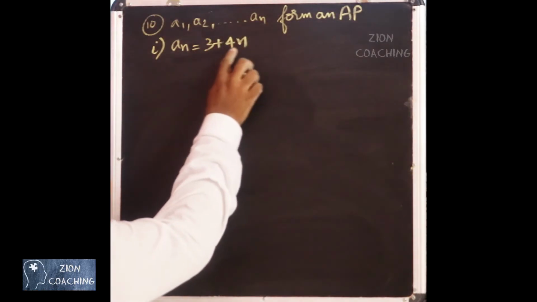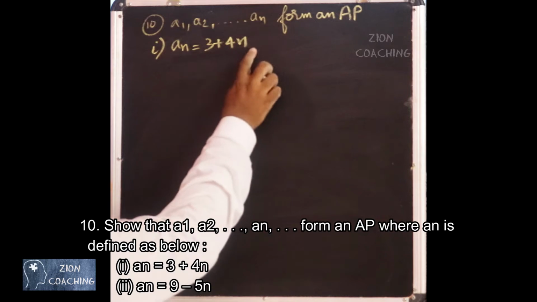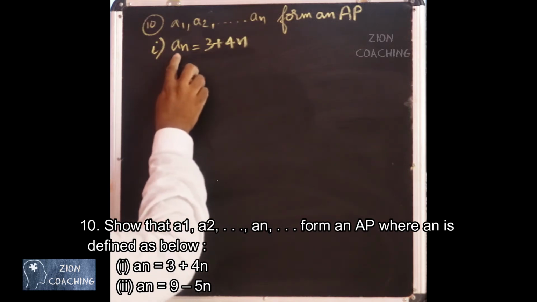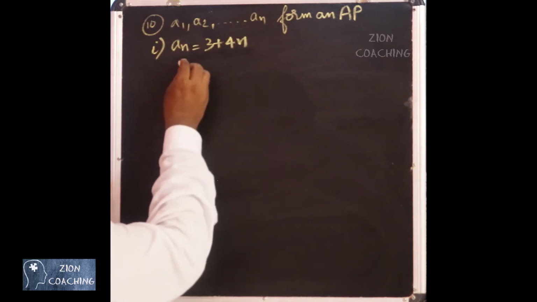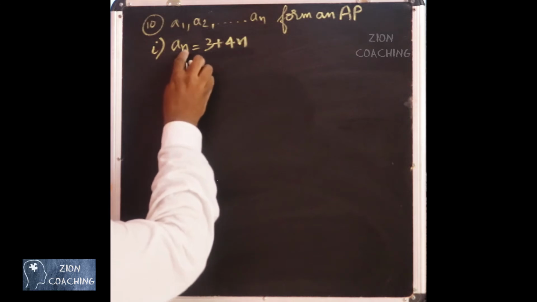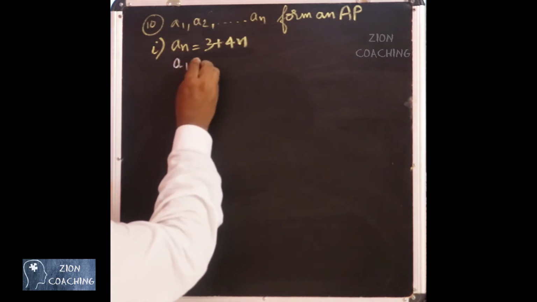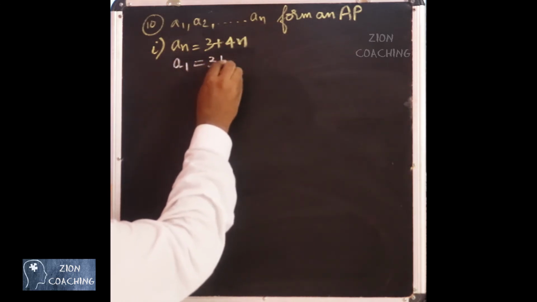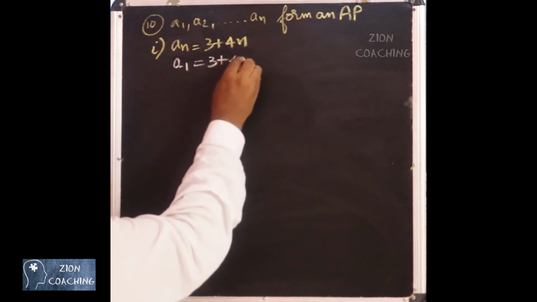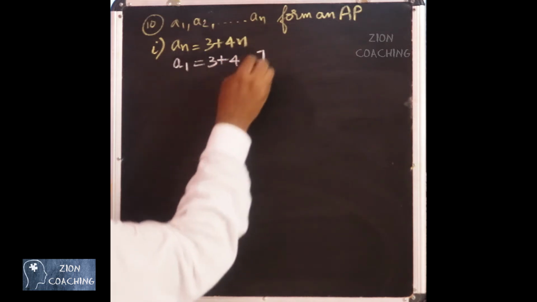an is equal to 3 plus 4n. This is the general form given for any term of the given sequence. Now what will be a1? In the place of n we have written 1. So we are going to have 3 plus 4 into 1, that is 4. So your first term is going to be 7.